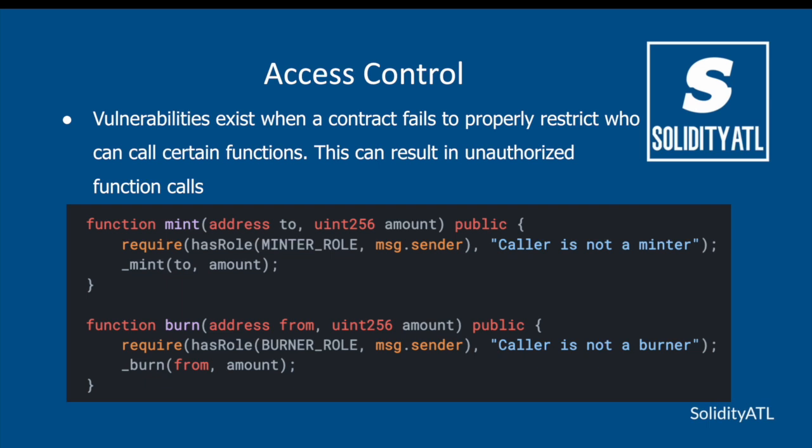So we won't jump into that just yet. I'm not going to go down the rabbit hole. But let's take a look at this example token contract. So we have a mint function, and then we have a burn function. And as you can see, there's proper access control on this.